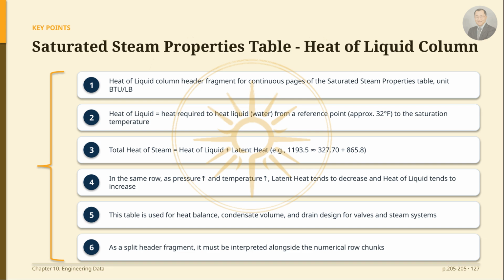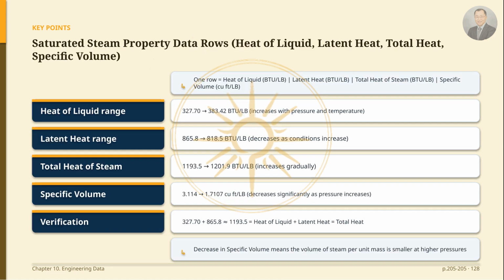As pressure and temperature rise, the latent heat of evaporation tends to decrease while the sensible heat of liquid increases. These values are used directly for heat balance calculations of valves and steam systems, calculating condensate amounts and drain design. Since this segment is also a header separated by a page break, please view it together with the numerical rows. I'd like to introduce the actual numerical rows of the saturated steam properties table. Each row is read from left to right in the order of sensible heat of liquid, latent heat of evaporation, total heat of steam, and specific volume.